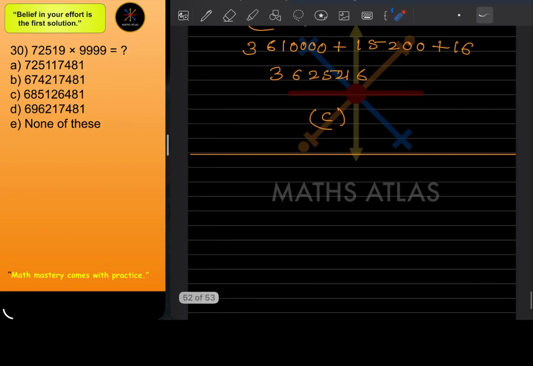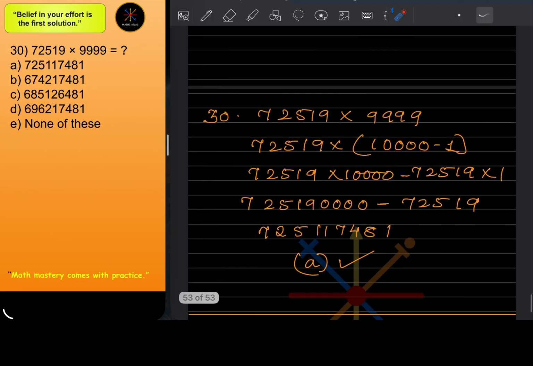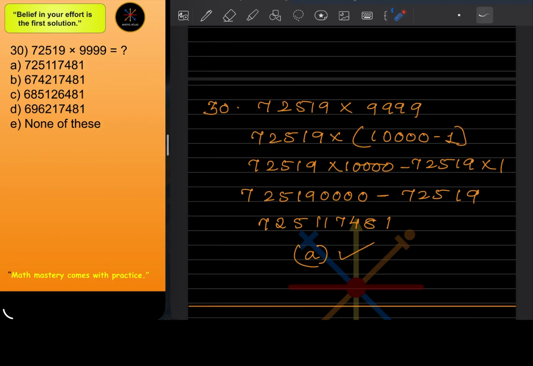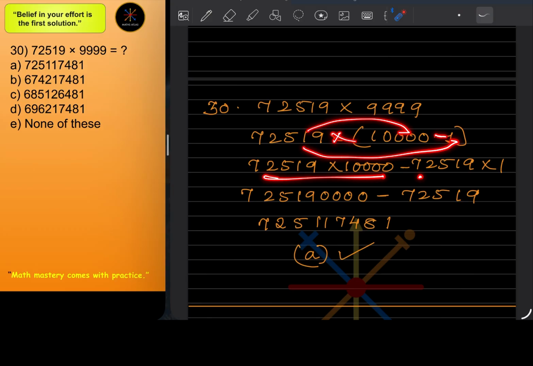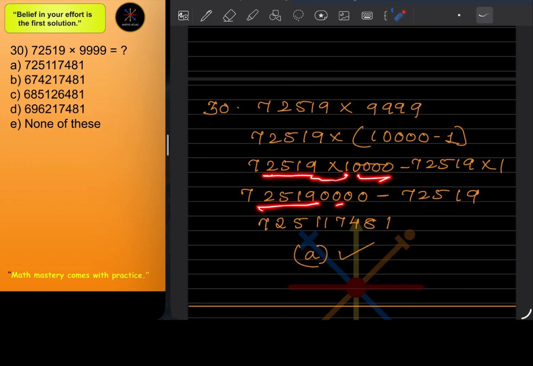So the next one, 72519 into 9999. Again for this one, we are not going to multiply directly, but we'll write this as it is. For this one, we can write 10,000 minus 1. Now, because there's a multiplication sign and here is just minus, this into this and this into this. So this into this will be 72519 into 10,000, and here again this into this, that will be 72519 into 1. Now this is very easy because it is multiplied by 1. So 72519 and 4 zeros, and this will be as it is, multiplied by 1, means 72519.